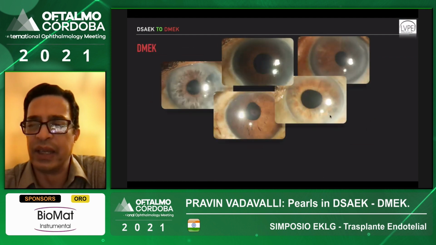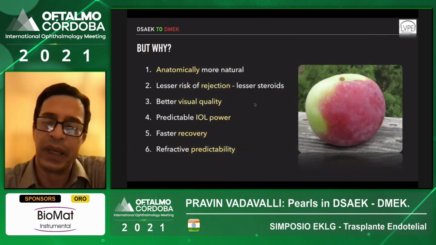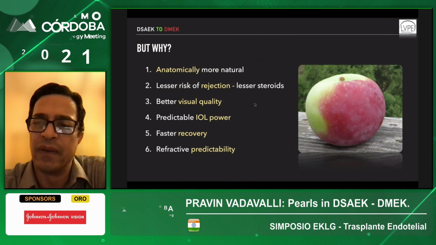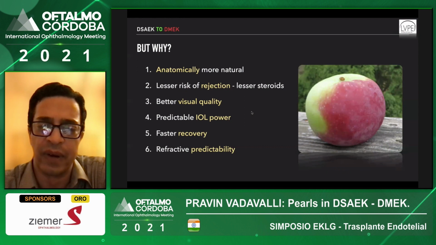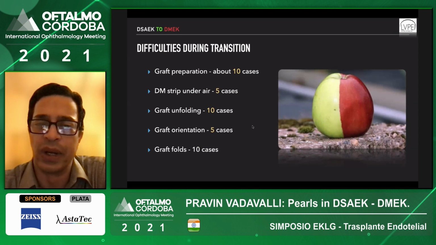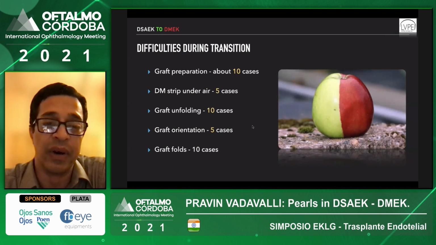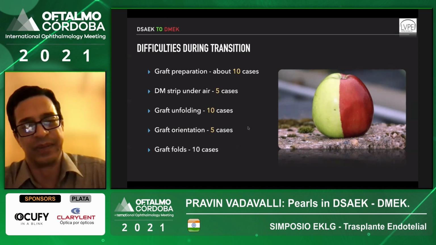So to summarize, there are several reasons why you would like to do DMEK, but the biggest reason is the fact that it has lesser risk of rejection, and also it results in much better visual quality compared to most other surgeries, and also faster visual recovery and more predictable IOL powers as well. There are some difficulties during transition, but on average, it takes about 5 to 10 cases for you to become a relatively good DMEK surgeon. So for those of you who are wanting to make the shift, the time to make that shift is now. Thank you very much.